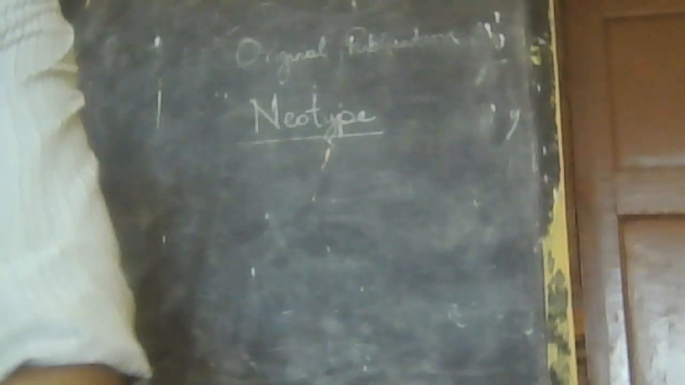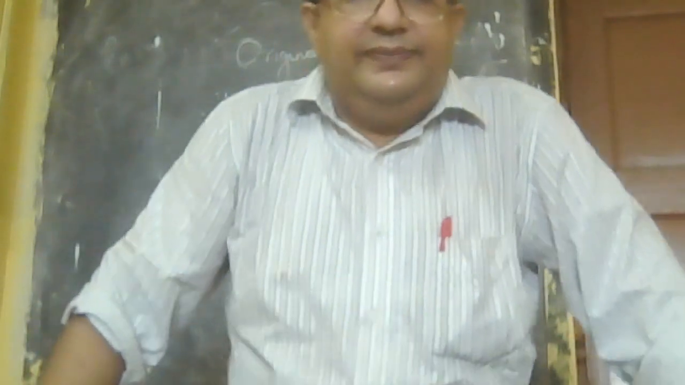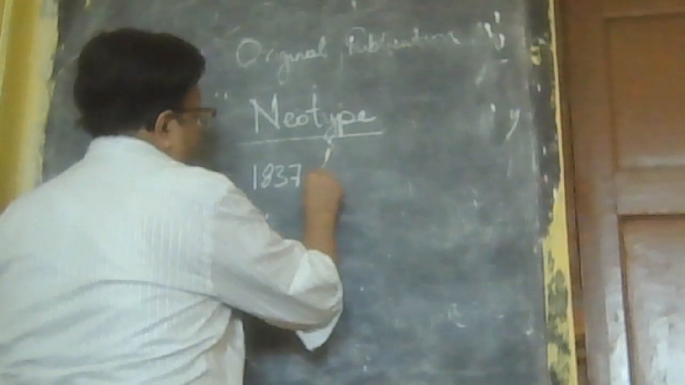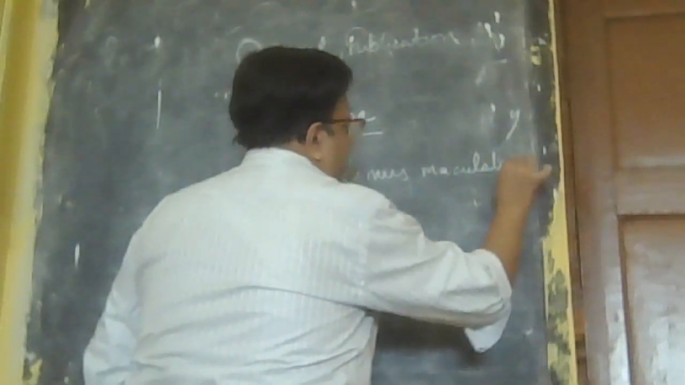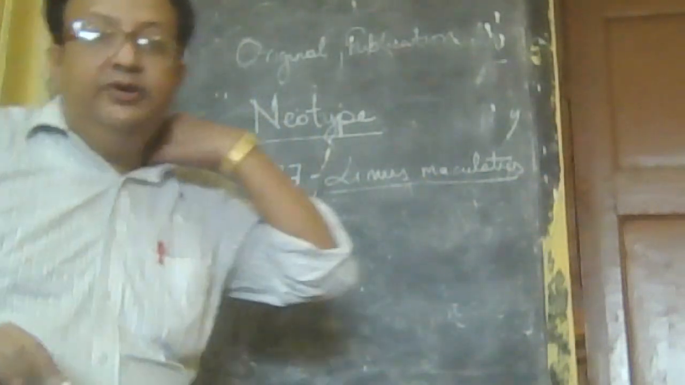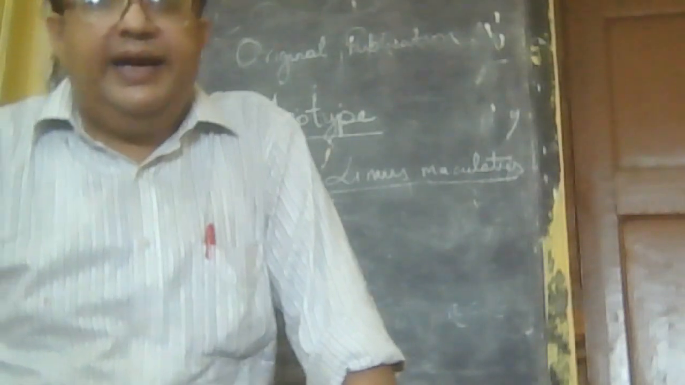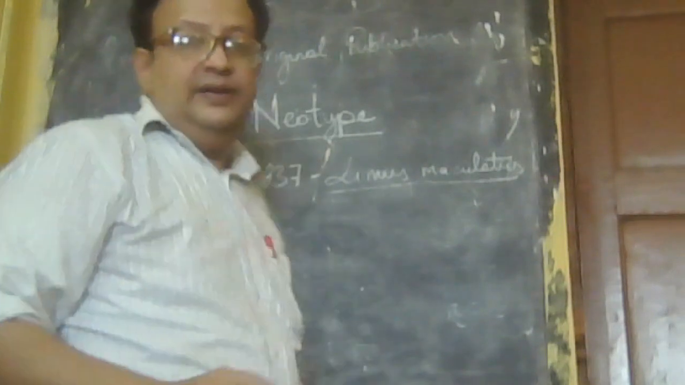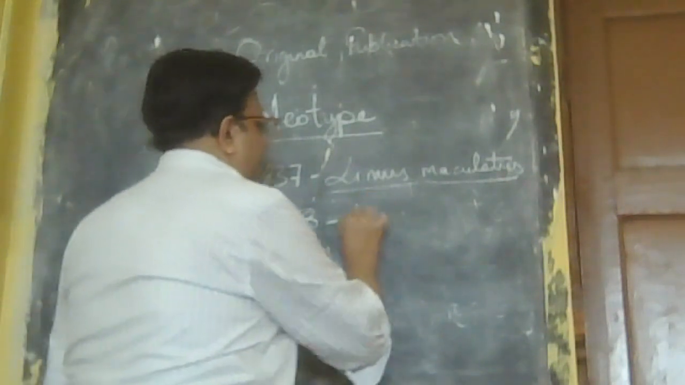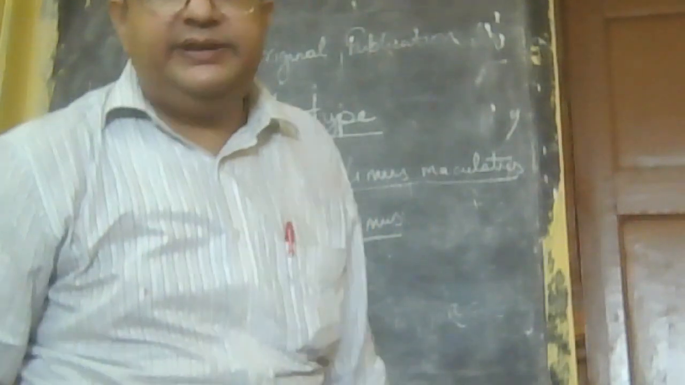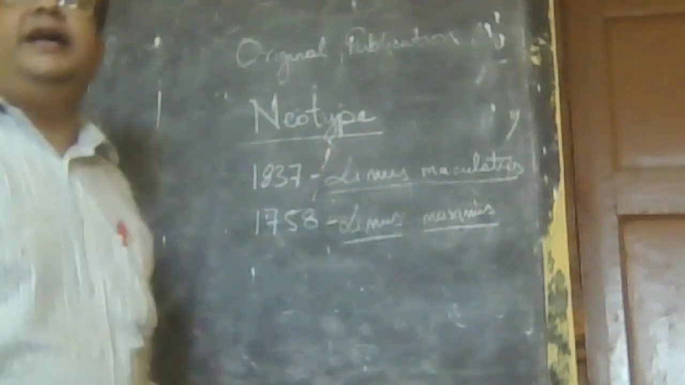I have already told you the principle of priority. An example of the principle of priority: in 1837, Limax maculatus, which is a mollusk, a gastropod mollusk. Look at the picture. Someone gave the name in 1837, and Linnaeus already in 1758 gave the same species the name Limax maximus.